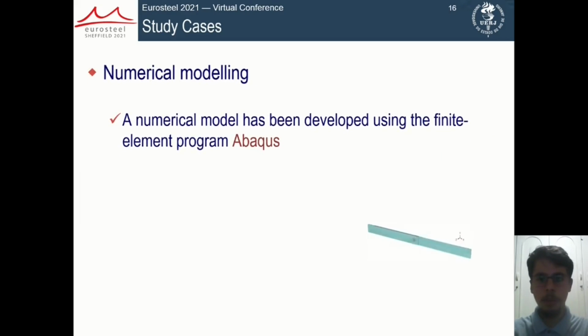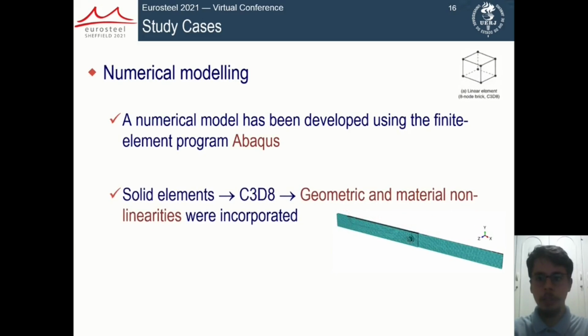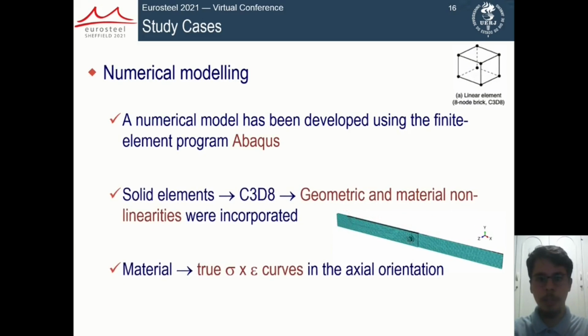A numerical model has been developed using the finite element program Abaqus. It uses solid elements, and geometric and material nonlinearities were incorporated in the model. The true-stress concept was used.